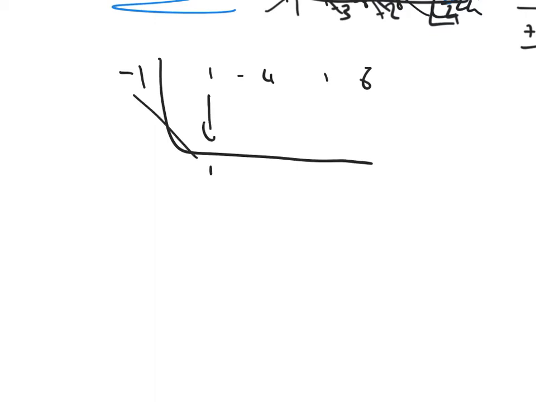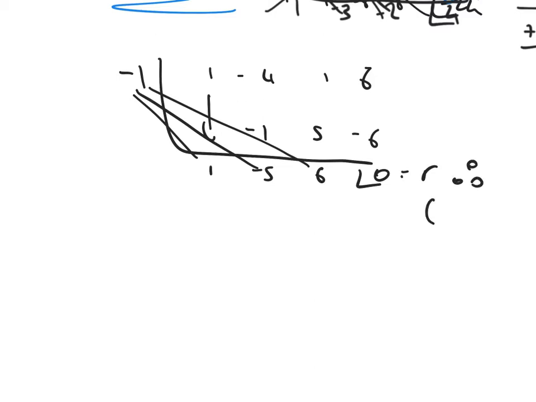Drop 1 down. 1 times minus 1 is minus 1. Minus 1 minus 4 is minus 5. Minus 5 times minus 1 is 5. 5 plus 1 is 6. 6 times minus 1 is minus 6. 6 minus 6 is 0. R equals 0. Therefore, that's a factor, and that's the bracket x plus 1.